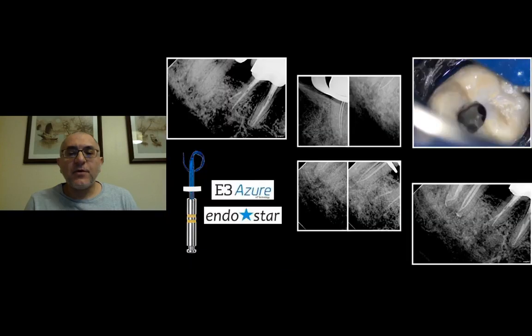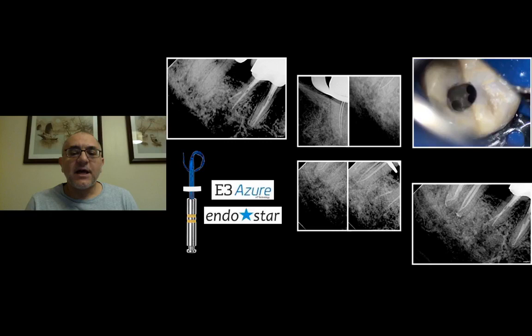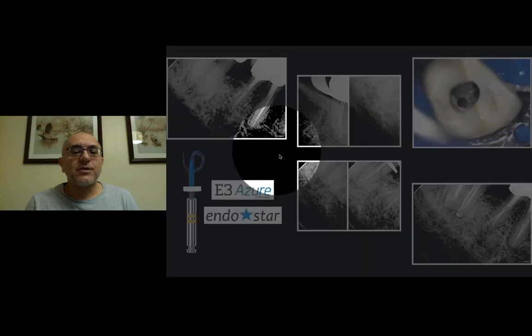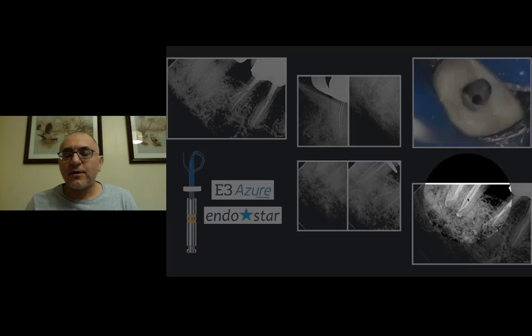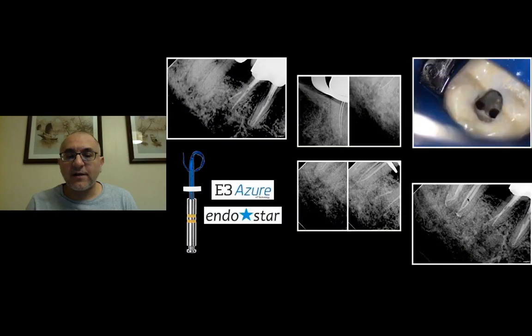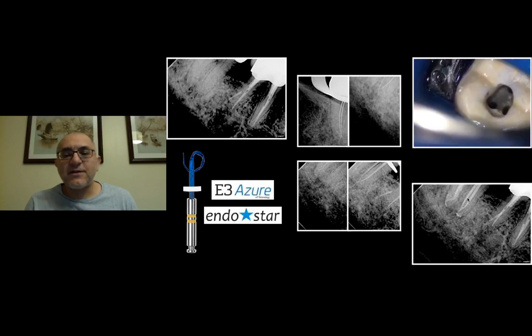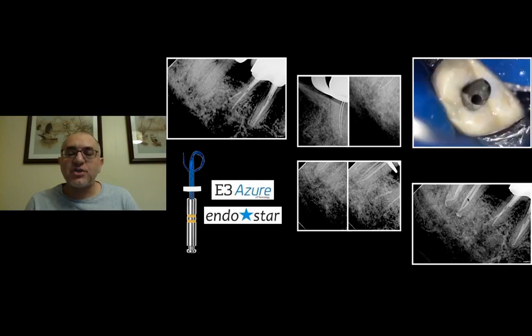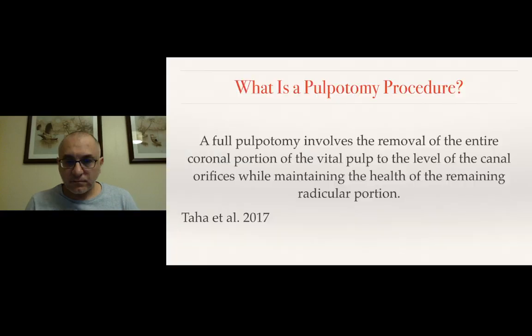All right, so I know that everybody, when they see a case like this, would love to do a micro-contracted access and start going through the sequence of preoperative, tooth length, working length, and then having an end result like this. This particular case I did with E3 Azure, the Endostar file, but that's not the topic for today. I know it's very easy for you to fall into the normal procedure of doing a root canal treatment for any tooth that has a vital exposure. Now, what is a pulpotomy procedure? A full pulpotomy involves the removal of the entire coronal portion of the vital pulp.